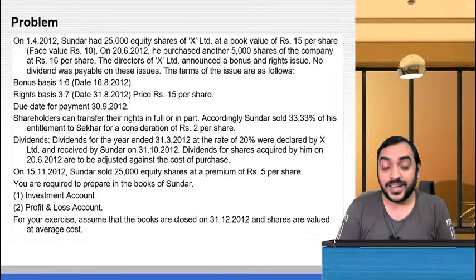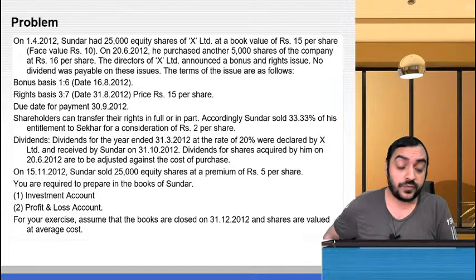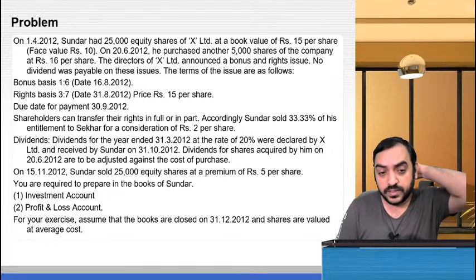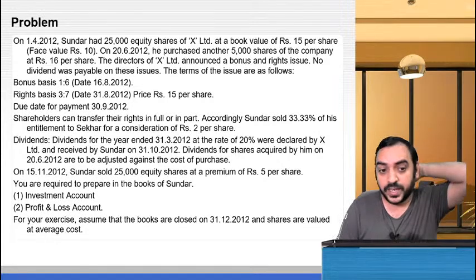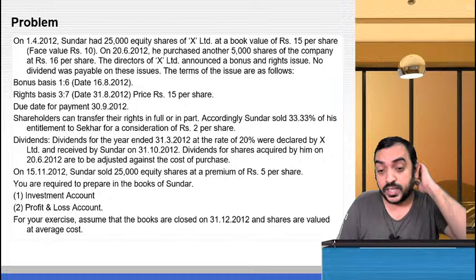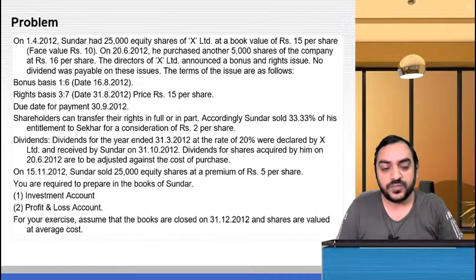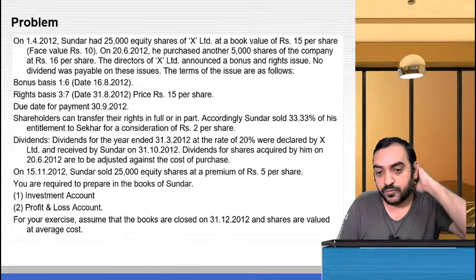Shareholders can transfer their rights in full or in part. Accordingly, Sundar sold 33.33% of his entitlement to Sekar for a consideration of 2 per share. Dividends for the year ended 31st March 2012 at 10% were declared by X Limited and received by Sundar on 31st of October. Dividends for shares acquired by him on 20th of June are to be adjusted against the cost of purchase. Basically pre-acquisition dividend. On 15th of November 2012, Sundar sold 25,000 shares at a premium of 5 per share.